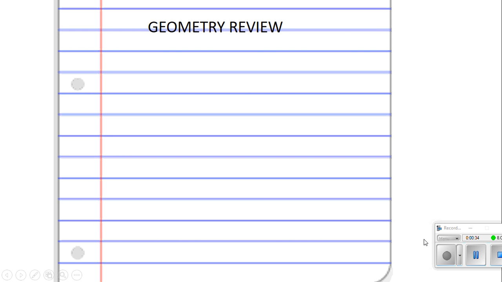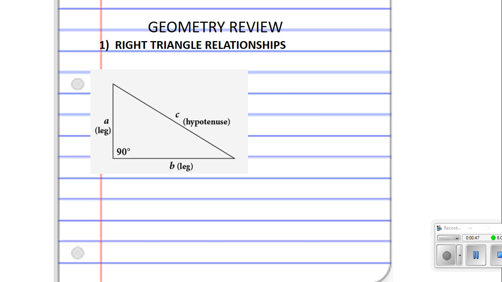One of the main topics in geometry was right triangle relationships. One of the key things with right triangle relationships is that we have a right angle. Sometimes that right angle is noted by a little square in the corner of the triangle instead of putting the 90-degree symbol there.